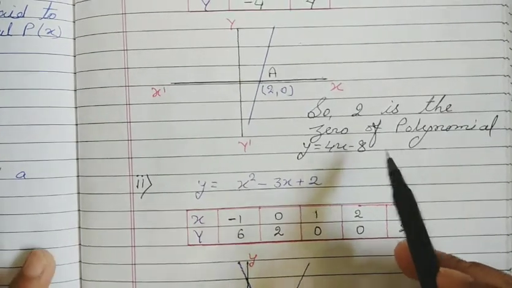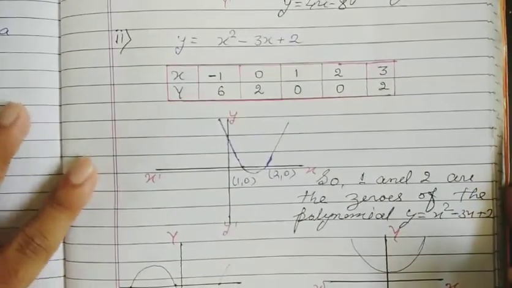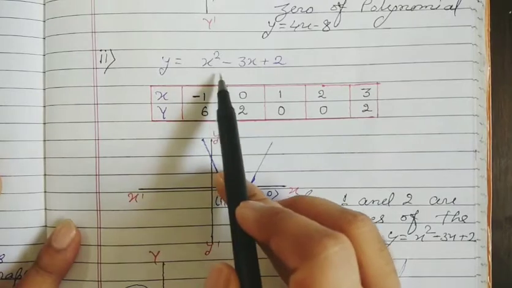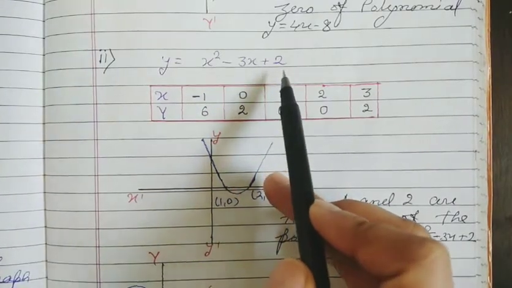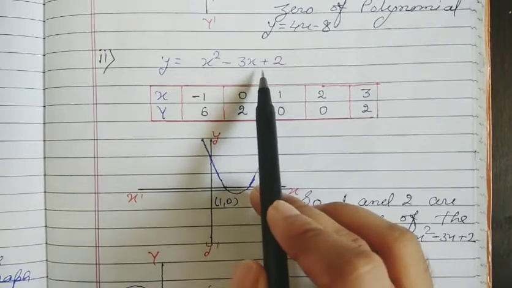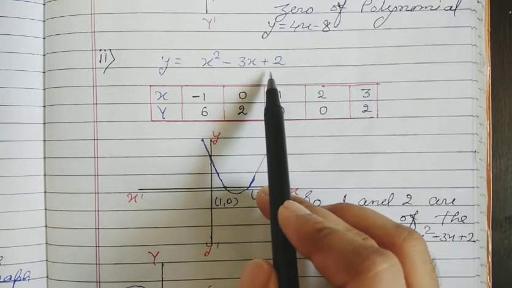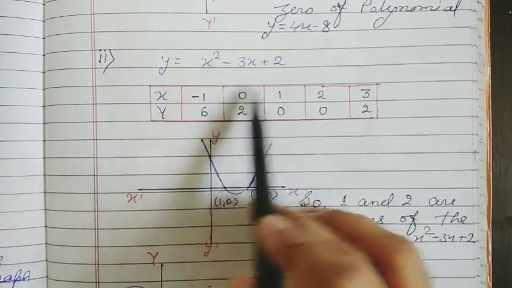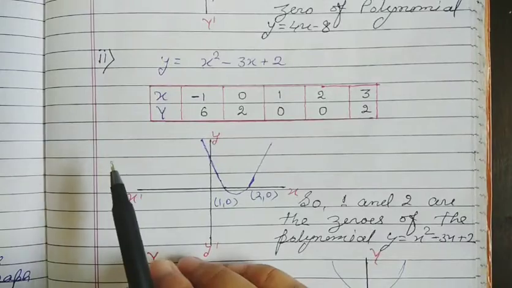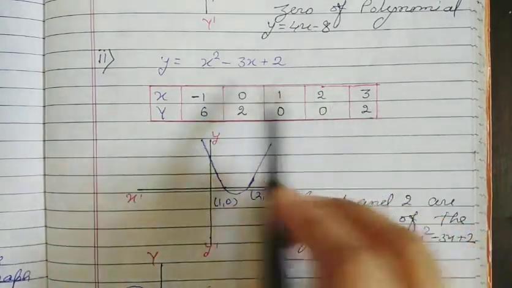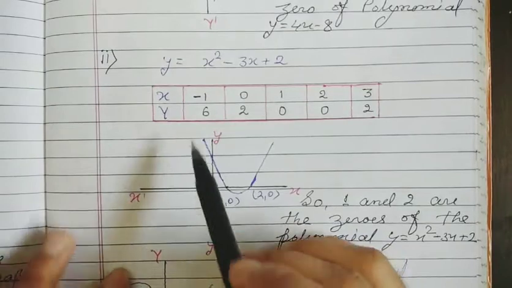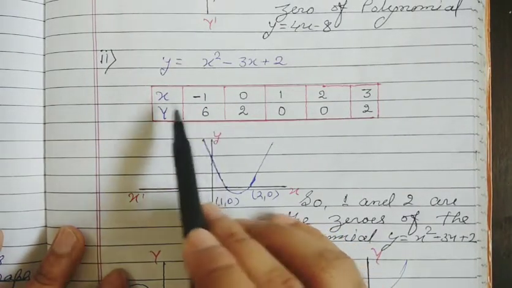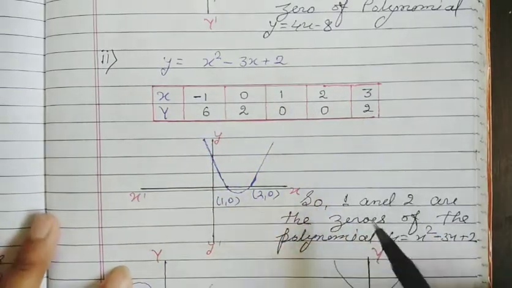Let us understand it through another example. Here is another example: y is equal to x square minus 3x plus 2. It is a quadratic polynomial. How is it a quadratic polynomial? Because the degree of this polynomial is 2. To plot this polynomial on a graph paper, we have to take some points. So I have taken some points here. If I took x is equal to minus 1, I got y is equal to 6. Similarly, these are the points.